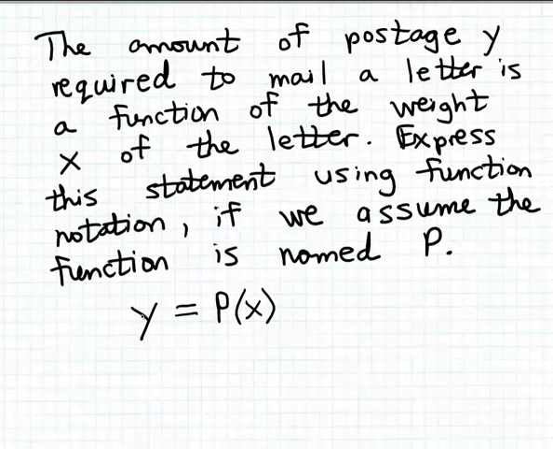But the way you read it is not the same as the meaning of that equation. What that equation actually means is that this quantity Y is a function of the quantity X. In other words, the amount of postage required to mail a letter is a function of the weight of the letter. So here is how we can take that sentence and write it as a mathematical expression: Y equals P of X, which means Y is a function of X.